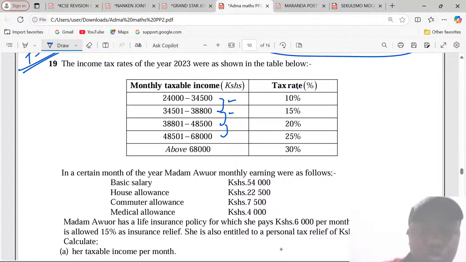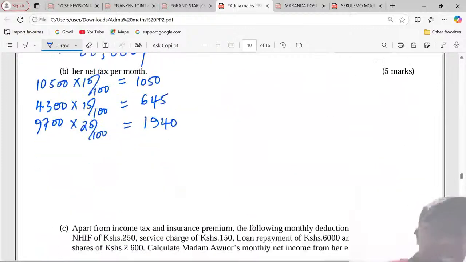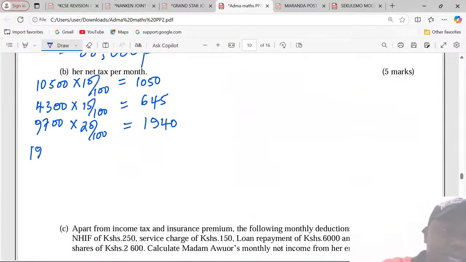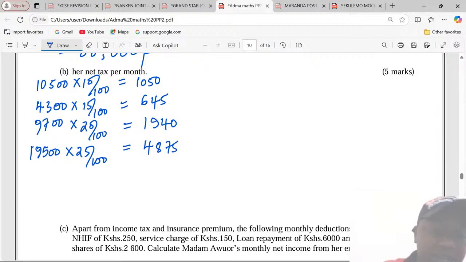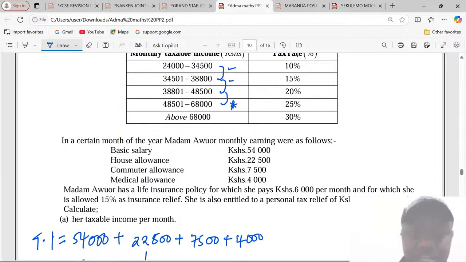We proceed with taxation in the fourth bracket. Now I will also subtract 68,000 minus 48,500. This shall be 19,500 at the rate of 25%. So the tax there shall be 4875.